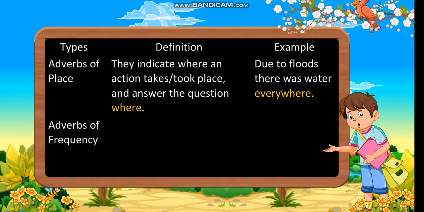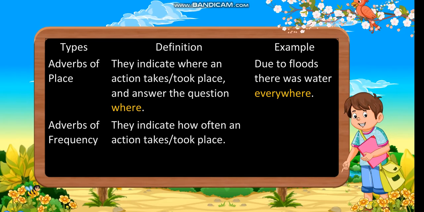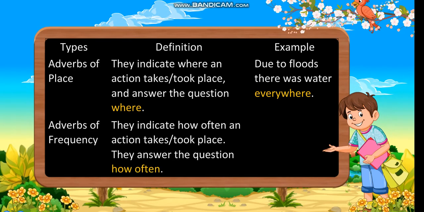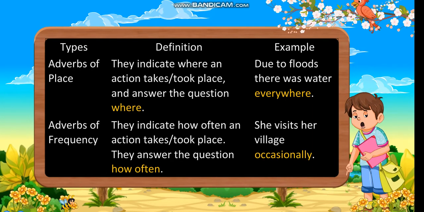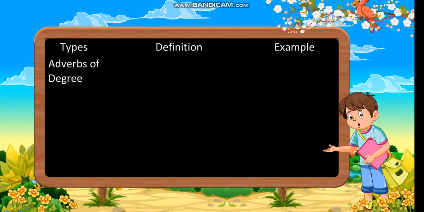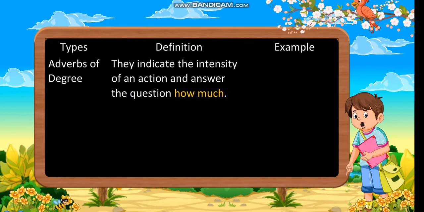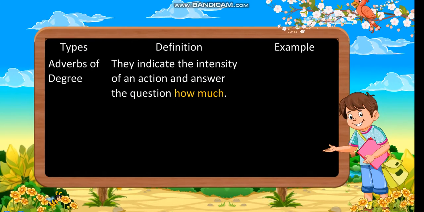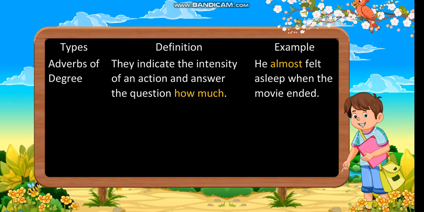Adverbs of frequency. They indicate how often an action takes or took place. They answer the question, how often. She visits her village occasionally. Adverbs of degree. They indicate the intensity of an action and answer the question, how much. He almost fell asleep when the movie ended.